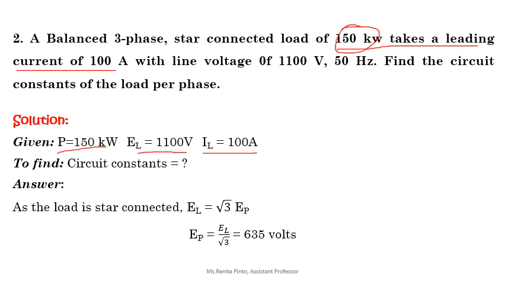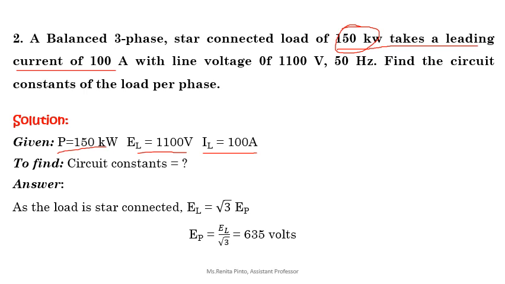Now what do you mean by the circuit constants? You clearly know the load can be of different types. That means you can have a load of RL or RC. So now you need to find out what is the combination of the load here. Is it an RC combination or is it an RL combination? First we will see which is the load. In your problem it is clearly given that it is a leading current of 100 amps.